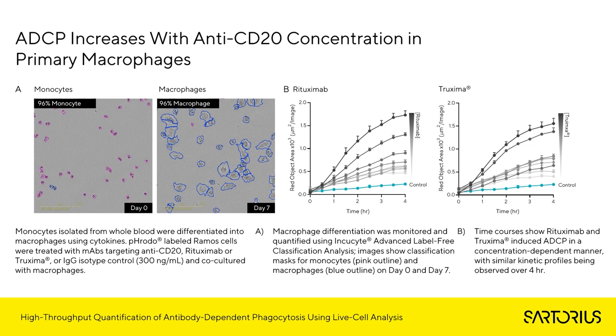So the macrophage differentiation itself was monitored and quantified using the integrated software of the Incucyte Advanced Label-Free Classification Analysis. And we can see the images of the classification masks here. On the left, we have images for the classification mask for monocytes, which was on day 0 with a pink outline. And the right-hand image shows macrophages with a blue classification mask outline on day 7.